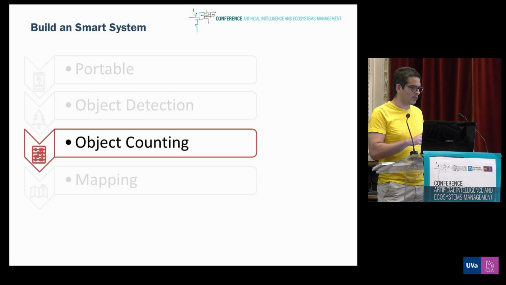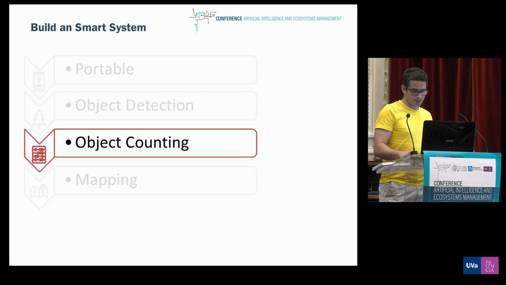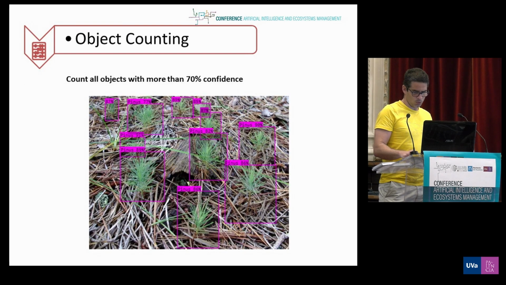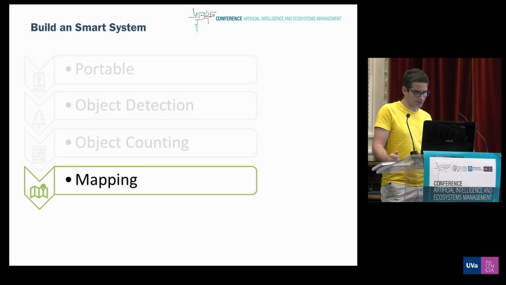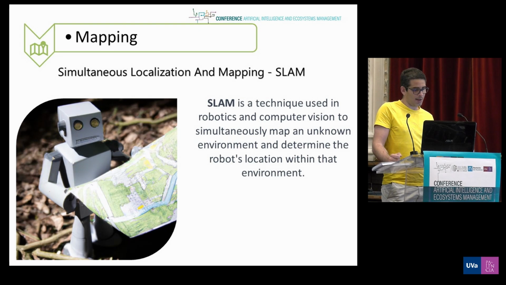And my trick was the camera was moving, and I had to move and count these trees. So it was a problem. That's why I decided to include the mapping, because I had object detection, and I had a laser in the camera. I could implement SLAM, simultaneous localization and mapping.